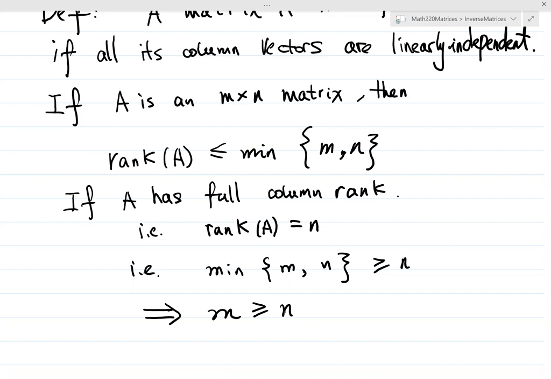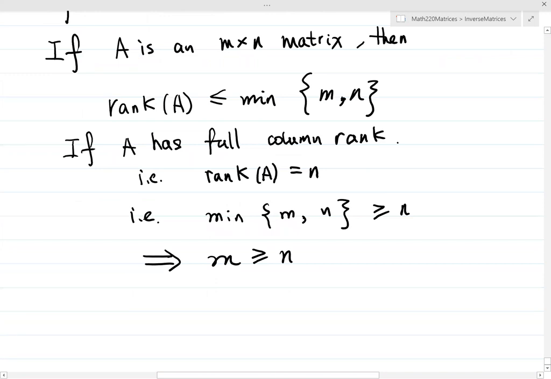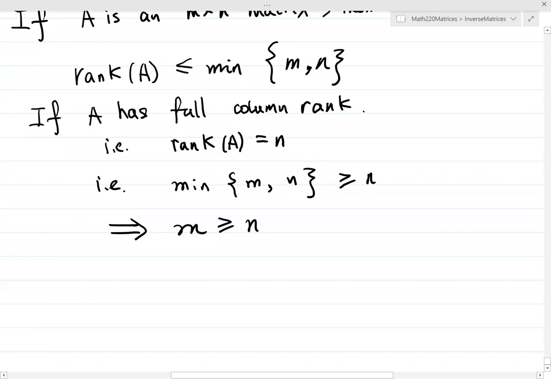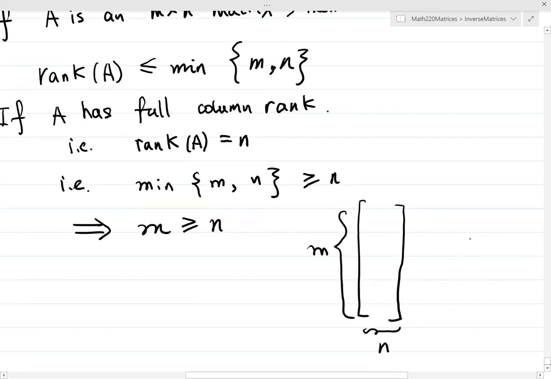So here, m is the rows. So this means we have more rows than columns, possibly. So we have m rows and n columns. We have row 1, row 2, up to row m, and the column numbers 1, 2, 3, 4, up to n. So this means this matrix A has many more rows than columns. So this matrix is really thin. Okay, really thin.